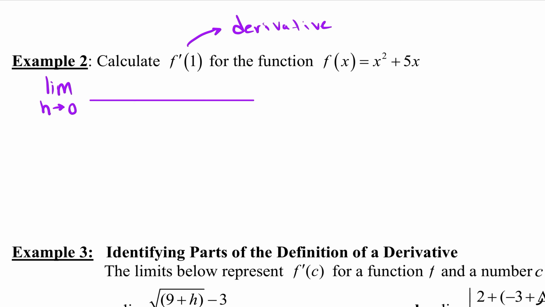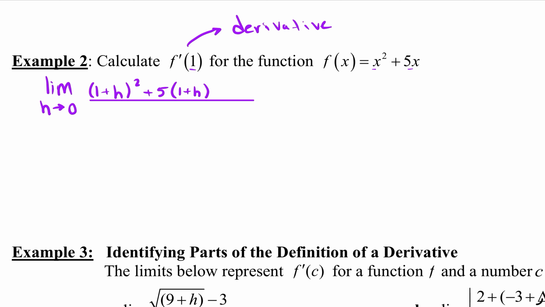Okay, and now I'm going to put f of x plus h, but remember we said we're not going to put x plus h, we're going to put 1 plus h because we're trying to solve when x equals 1. So there's two x's here, so I'm going to have to plug it into two spots. So x squared becomes 1 plus h squared, okay? And I got plus 5x, so I'm going to put plus 5, and then in parentheses 1 plus h.